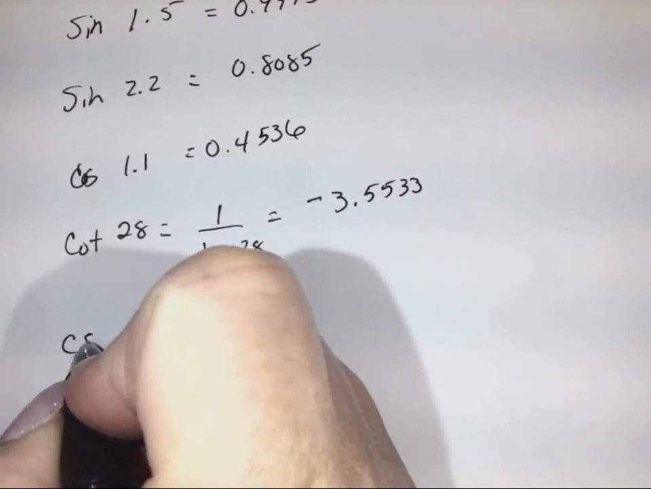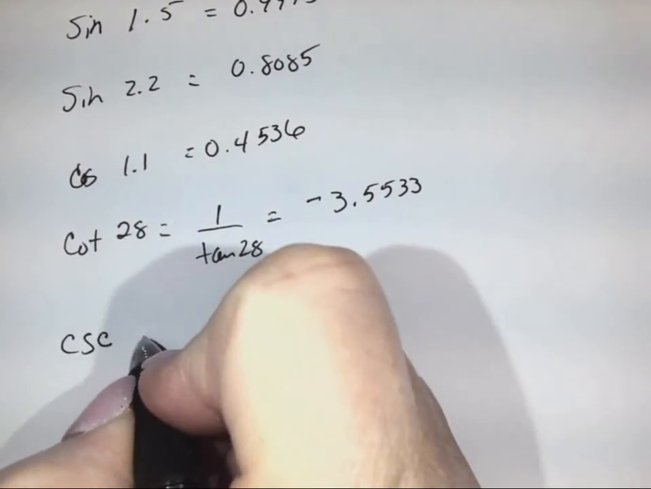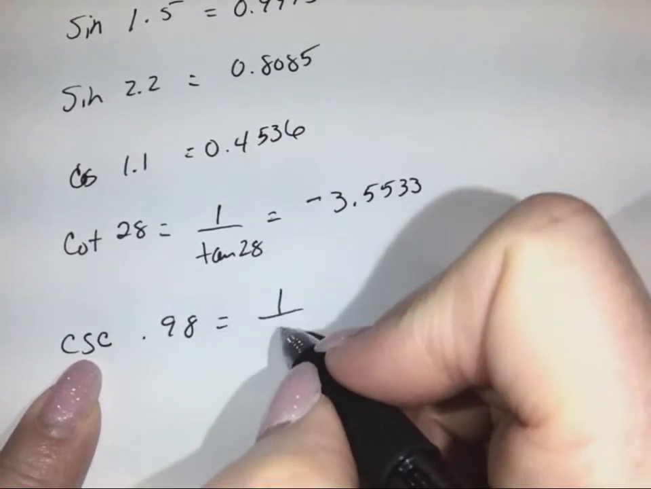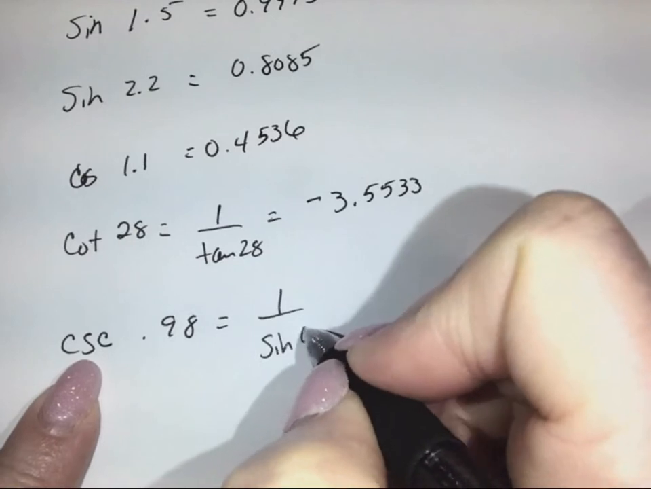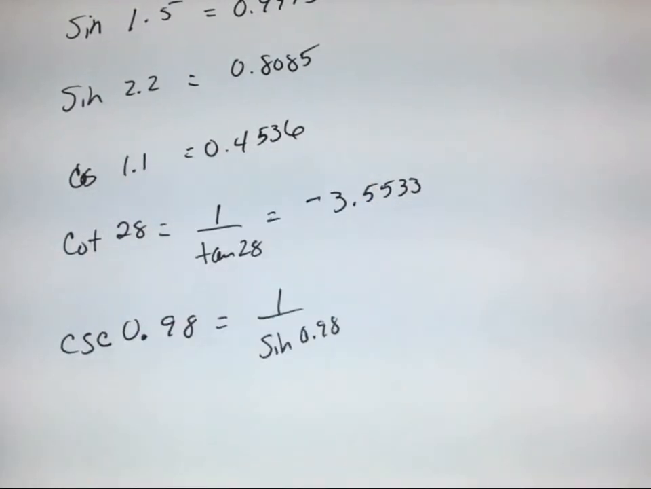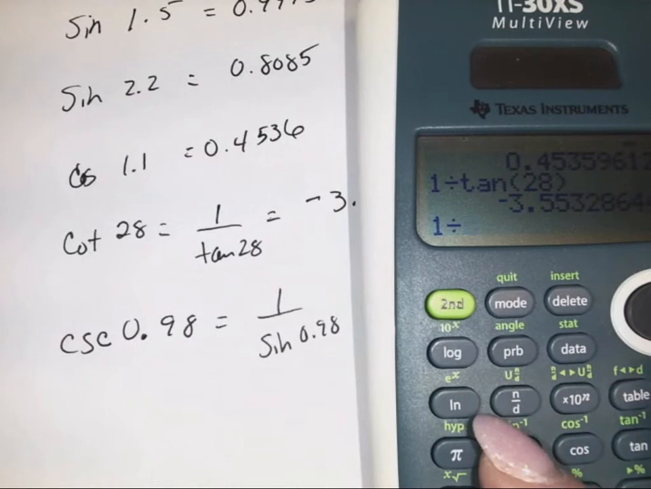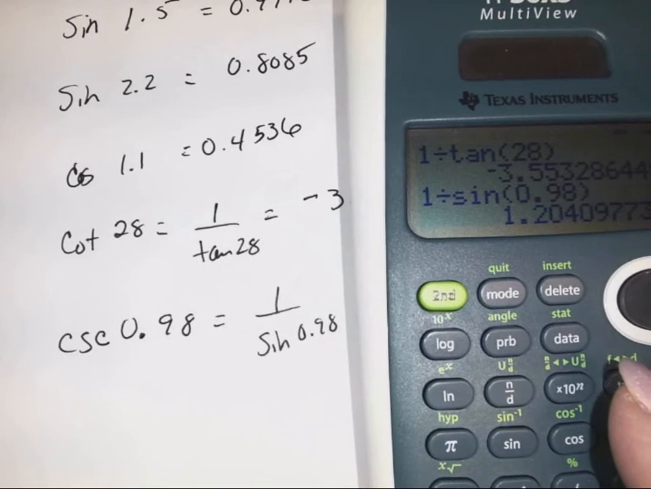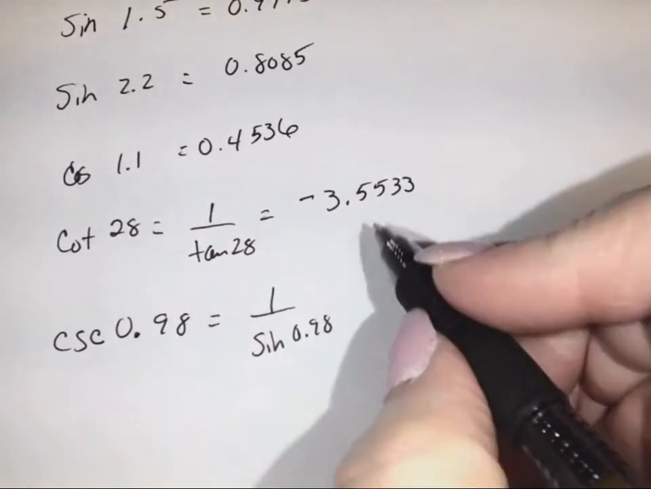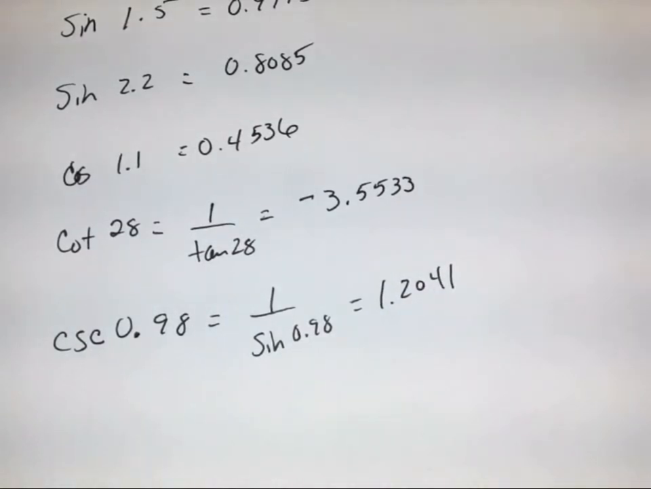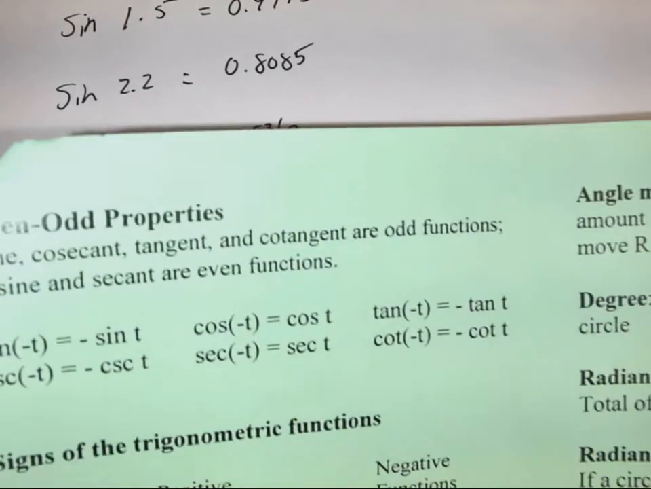Let's do one more of these. The cosecant of 0.98. Well, cosecant goes with sine, so 1 over the sine of 0.98. Let me put the 0 so it's obvious. And so we would take 1 divided by the sine of 0.98, and that gets us 1.2041 for our answer.